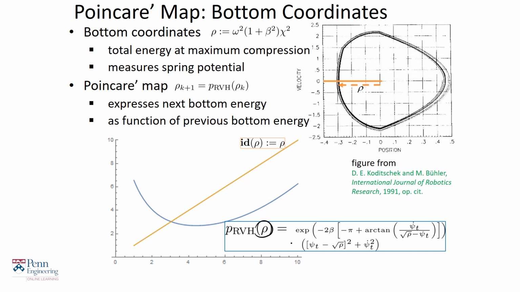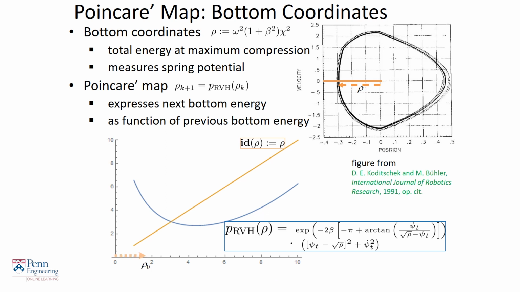Now, together with this blue Poincare map, I'm plotting the identity map. The identity map is the thing that takes any variable, in this case the energy at the bottom, and just returns the same energy. And what we're going to understand is that the fixed points, which are all important to us, which characterize exactly the cyclic component of this orbit, where we're returning again and again and again to the same bottom point, correspond exactly to the crossings of the return map in blue with this identity map in orange.